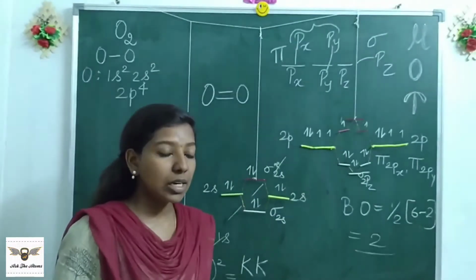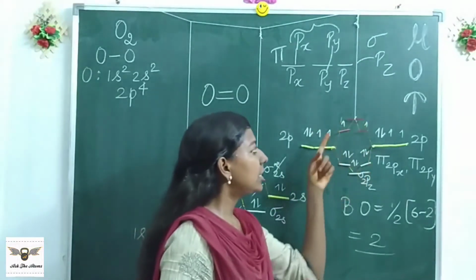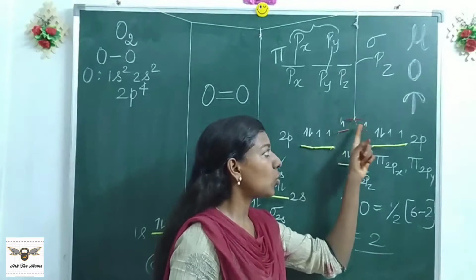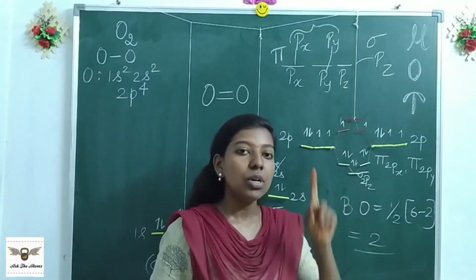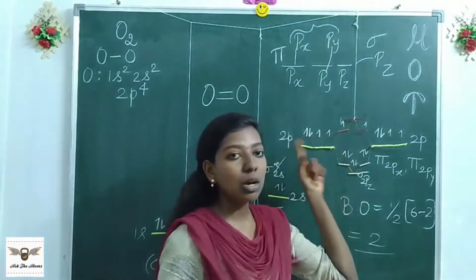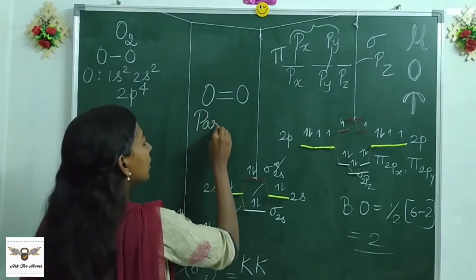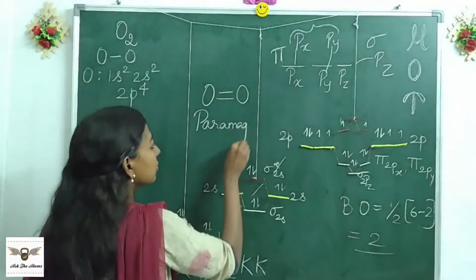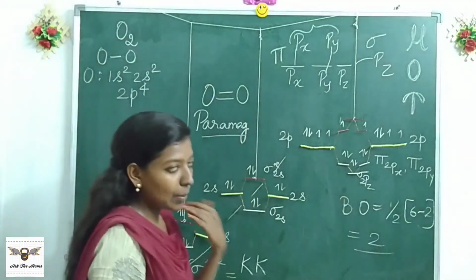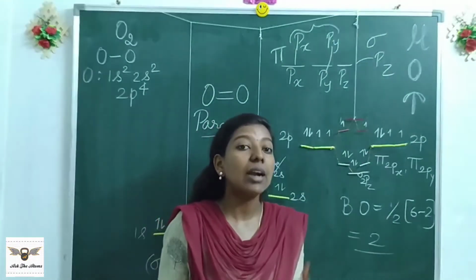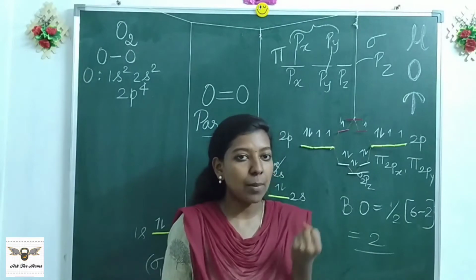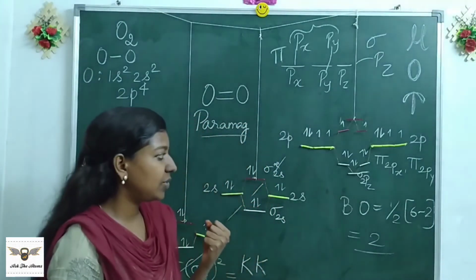Now let us talk about the magnetic property. Look at the molecular orbitals. Here you see there are 2 electrons singly standing. So these 2 electrons account for the paramagnetic nature of oxygen. Paramagnetic. Because of its paramagnetic nature, oxygen is attracted by a magnetic field. Paramagnetism means it is attracted by the magnetic field.